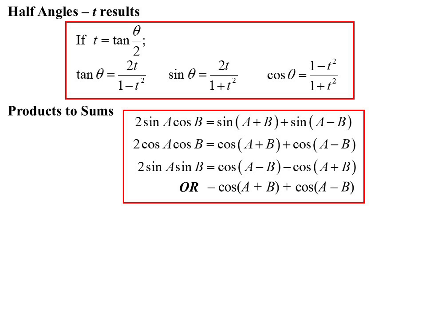But the other thing to look at is, they swap around on this one. So you could think of it that way if you prefer to keep the sum as the first one, and so it becomes minus cos(A plus B) plus cos(A minus B). Just got to be careful with that one.